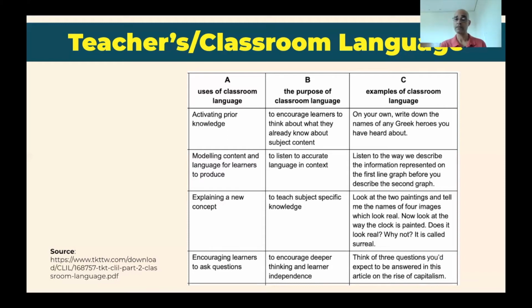Again, the teacher is not teaching anything about Greek heroes yet. Basically, the teacher is asking them, write anything or names you know about Greek heroes. So the teacher, as we see in B, wants to encourage learners to think about what they already know about the content subject, which is an example of activating prior knowledge.